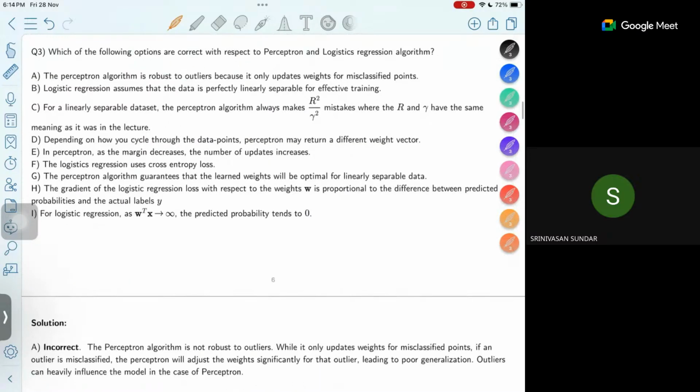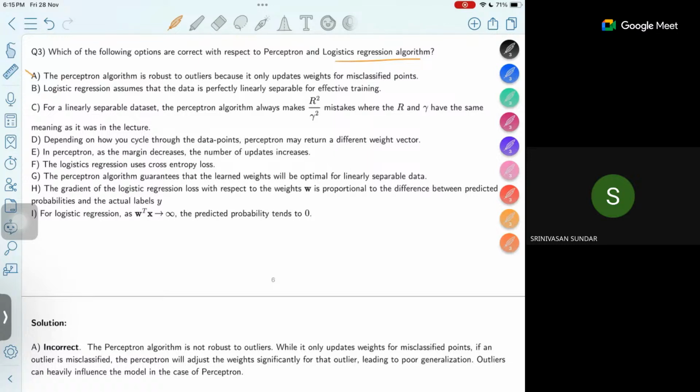Next question is, which of the following options are correct with respect to perceptron and logistic regression? The first statement says perceptron is robust to outliers because it only updates weights for misclassified points. That is the opposite of robust. If there is a single misclassified data point, then perceptron will heavily change the weight vector in order to correct that particular data point. Just for one data point, it will change the entire weight vector, even if it is classifying all the other data points correctly.